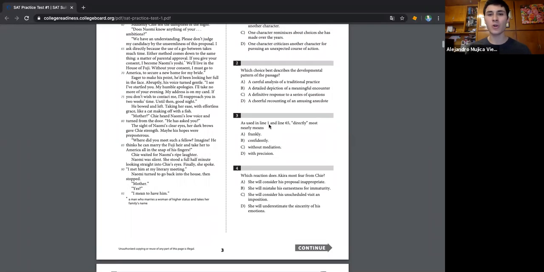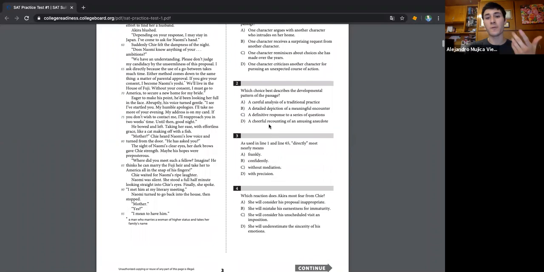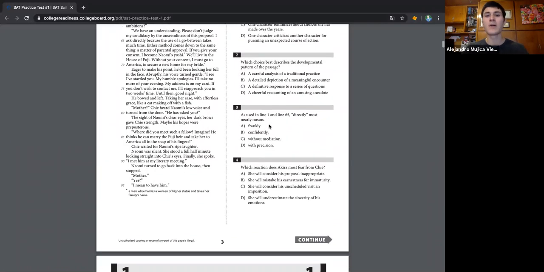Okay, so let's go to number 2. Which choice best describes the developmental pattern of the passage? This is a description choice. The first one was plot, the second one was description. A careful analysis of a traditional practice.